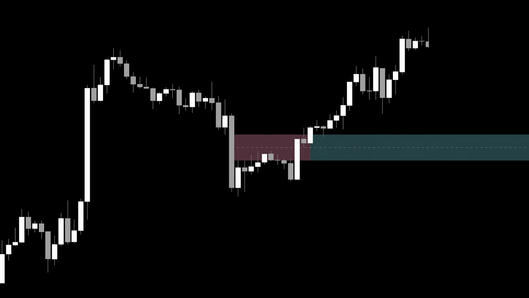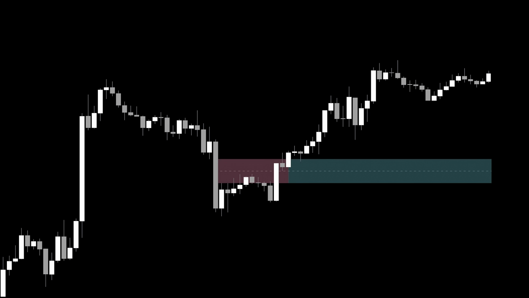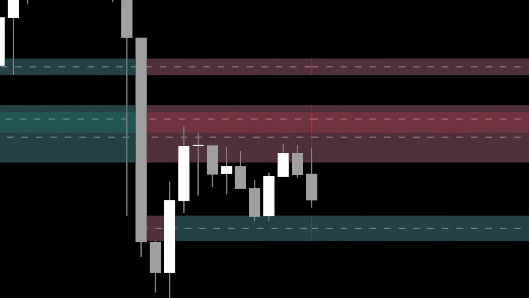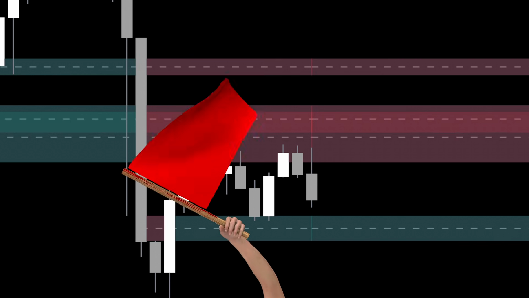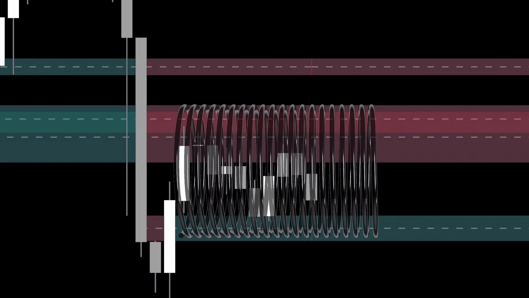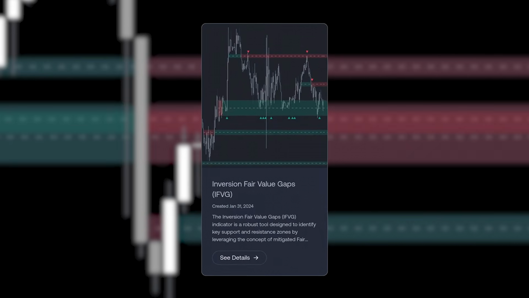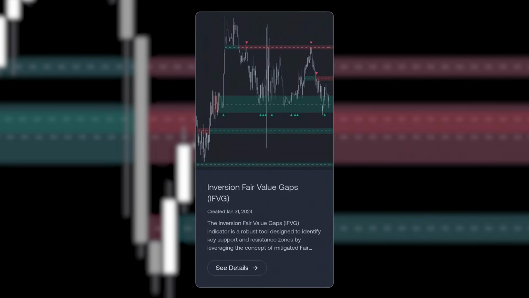This brings us to a really important concept. Both fair value gaps and inversion fair value gaps are not just signals, they're structural clues. They highlight areas in the market where there's a clear imbalance between supply and demand. Now, when you start to see multiple gaps clustering in a specific zone, that's often a red flag for indecision or choppy price action. But it's also a signal that the market is coiling, building potential energy. In this way, the indicator becomes more than just a tool for entries. It also becomes a lens for identifying tradable ranges.